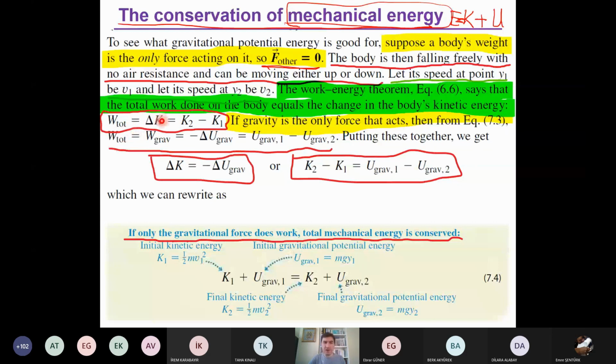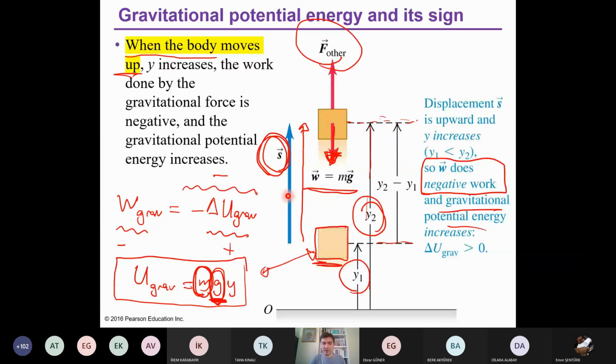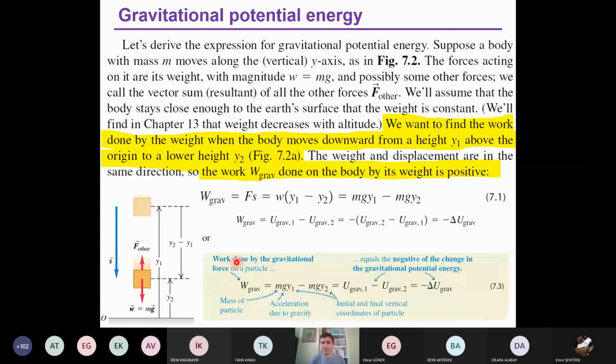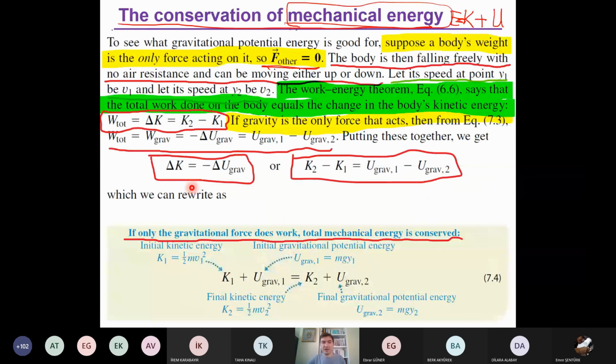So now, if gravity is the only force that acts on this body, what about the total work done on the body? The total work is given by the gravitational work, and the gravitational work is given by minus delta U gravitational, which we have learned here, okay? The gravitational work on a particle is given by minus delta U gravitational. The total work done on this particle is given by delta K, and we consider that the total work is only the gravitational work if the other forces are zero, okay? And then this is equal to minus delta U gravitational.